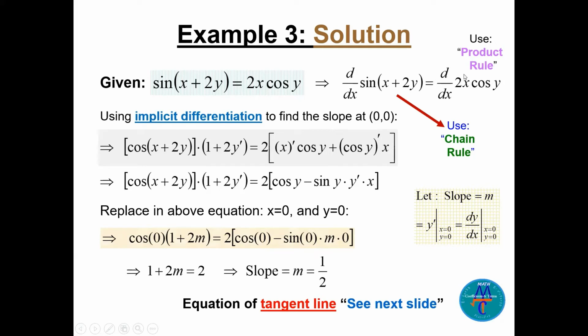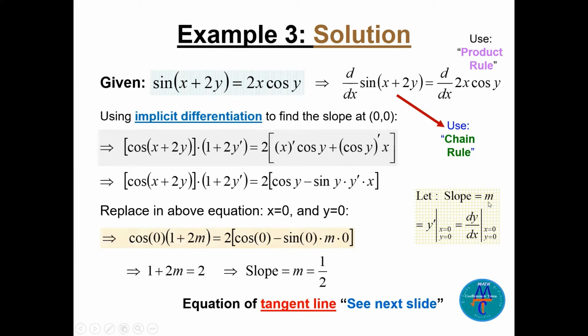We have mentioned in the previous example, this is also a product, x cosine y. The derivative of the x times cosine y plus the derivative of the cosine y times the x. Just go slowly here. Derivative of x is 1, so this becomes cosine y. Derivative of cosine y will be minus sine y times y prime times the x.